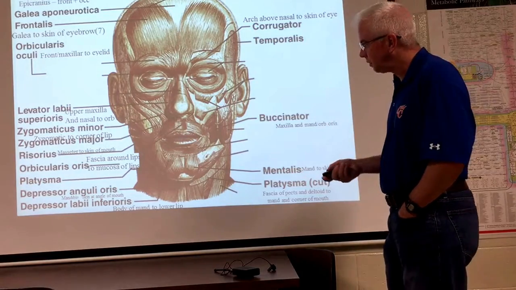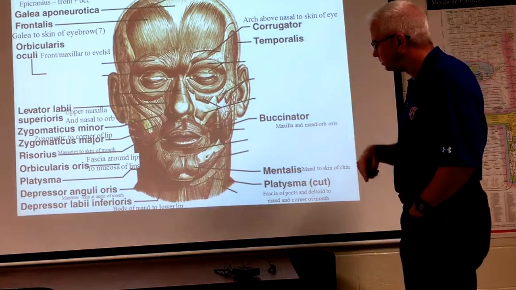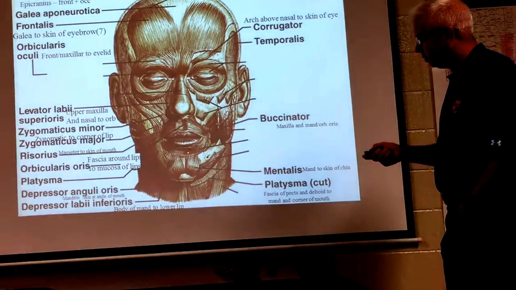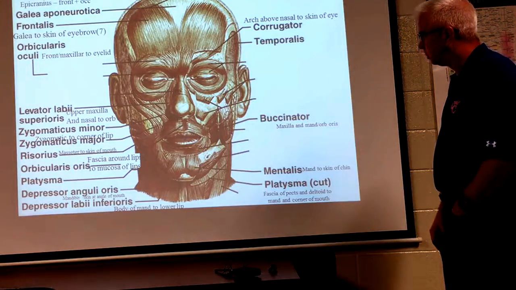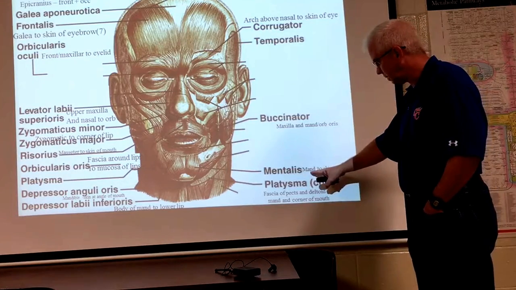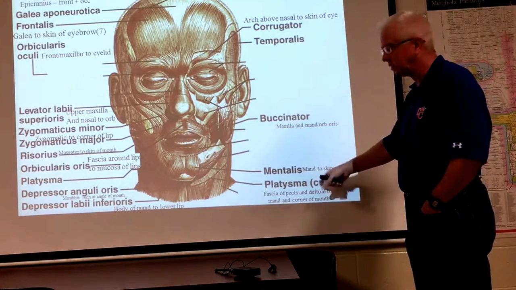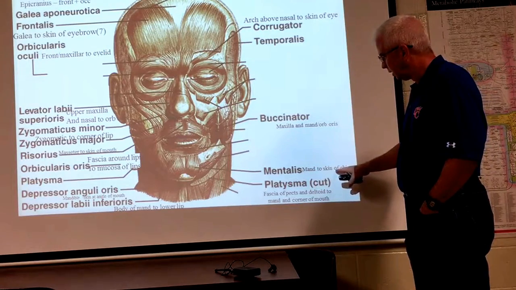Okay, so let's do it on the bottom here. Since we did medial to lateral, let's do that on the bottom as well. So the most medial muscle here attached up here to the orbicularis oris is this one, the mentalis. It attaches to the mandible, near the mandibular symphysis, you can see here, and to the skin of the chin.